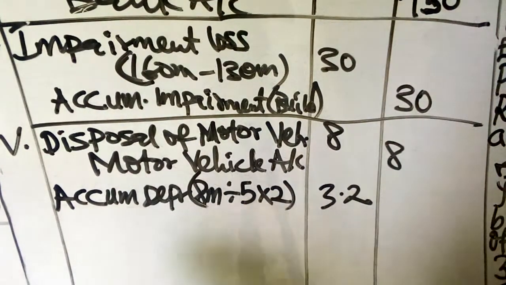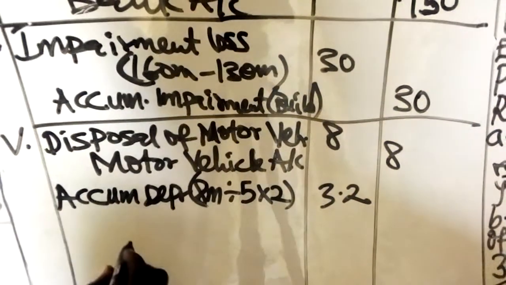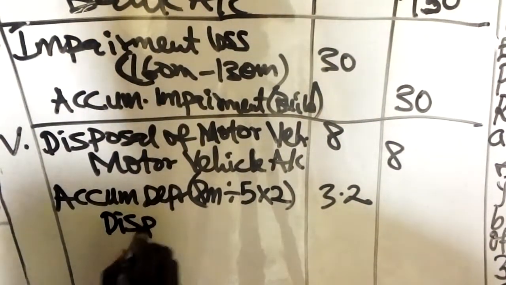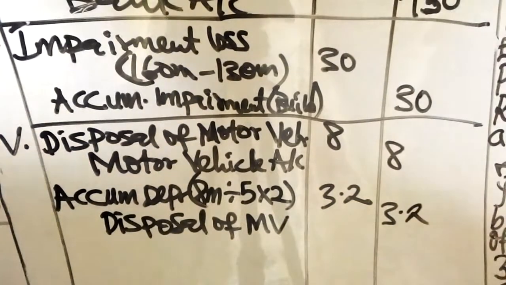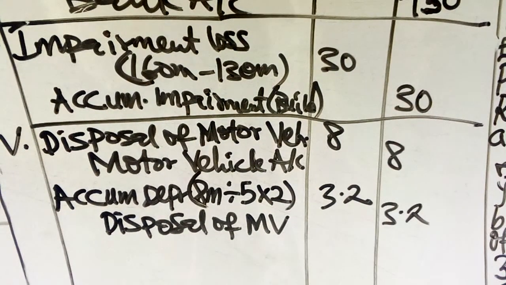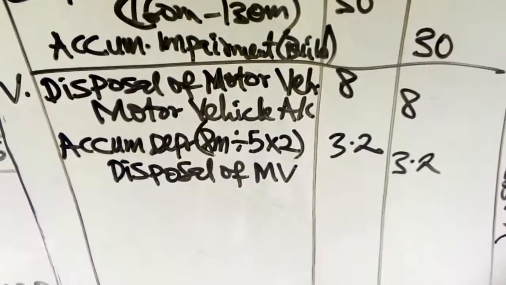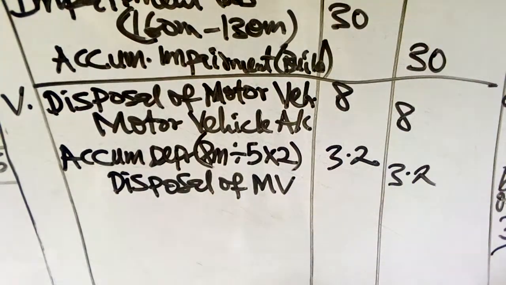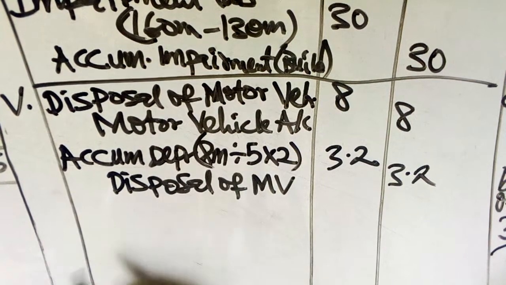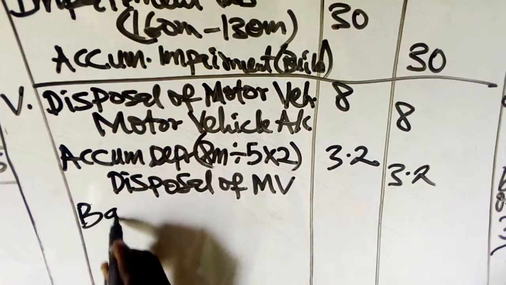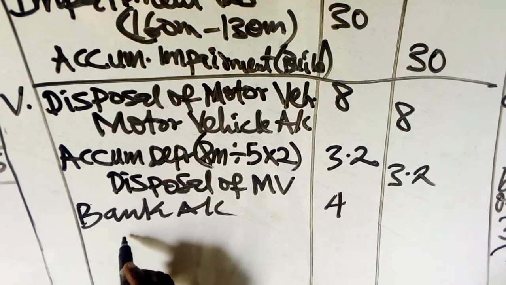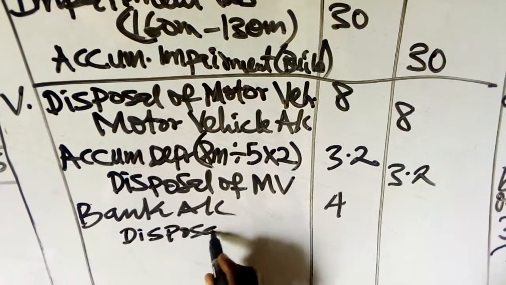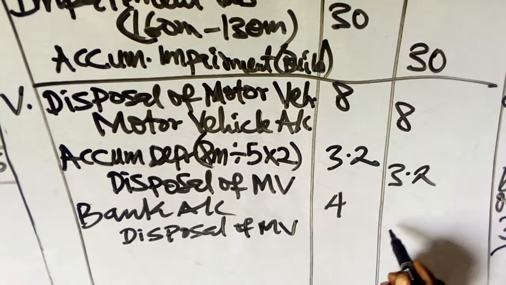So if you debit accumulated depreciation, you are going to credit disposal of motor vehicles account with that amount, 3.2 million. Remember this motor vehicle was sold for the sum of 4 million. That is the amount received upon the disposal of the motor vehicle. With the proceeds now, you debit bank, because that amount is received. The money in your bank as an asset will be increased. You debit bank account with the sum of 4 million. You credit disposal of motor vehicles account with the same 4 million.